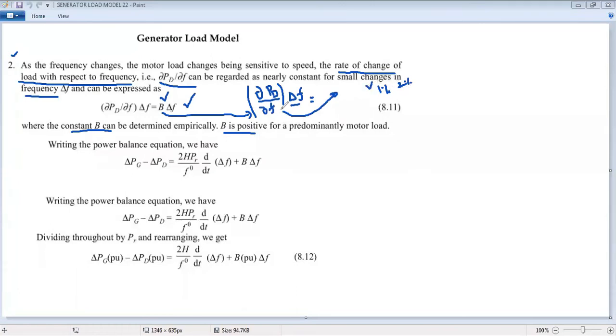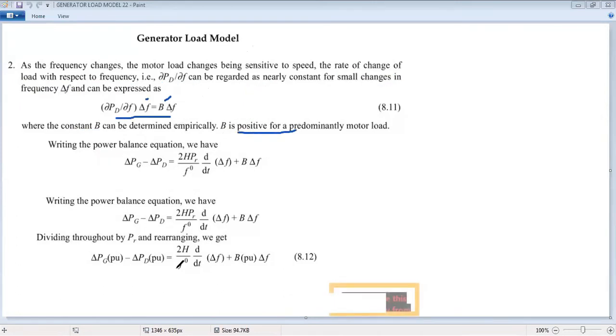So if there is a change in the frequency, the same will affect ΔPD also. So another one is ∂PD/∂F into ΔF equal to B into ΔF. This is the surplus power absorbed in the system in this manner. It is B ΔF. So this is the second case.